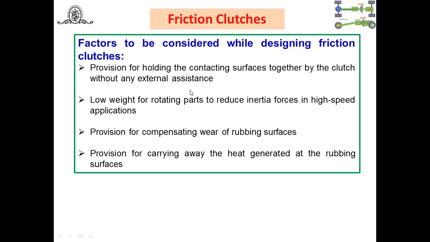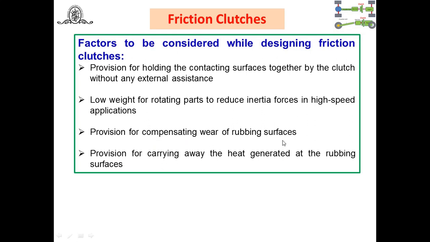Then low weight of the rotating parts is another factor. Why is it important? Because it reduces the inertia forces in high speed applications. That's why low weight of rotating parts. The next factor is provision for compensating wear of rubbing surfaces. You know very well the friction plates come in contact to engage the driving and driven shafts. But after some period of time, the friction lining material gets worn out. That's why there must be a provision for compensating the wear of the rubbing surfaces.